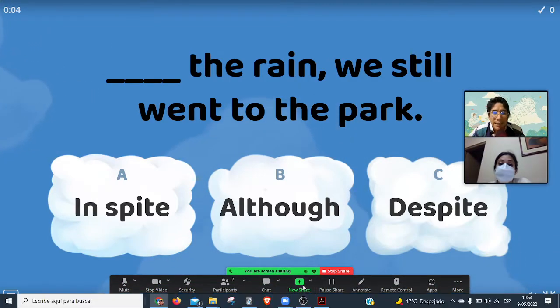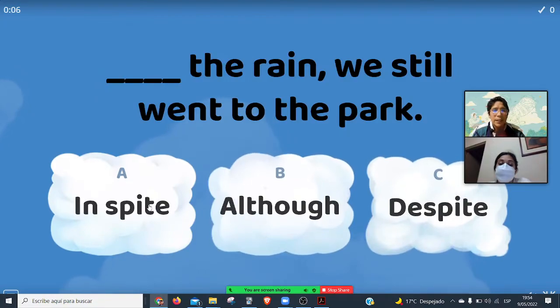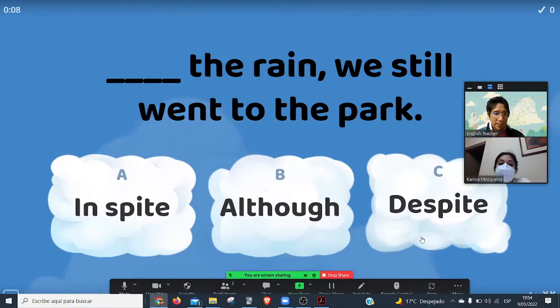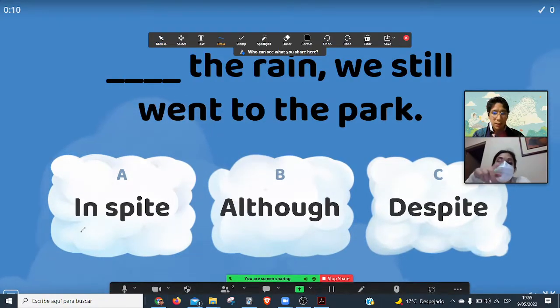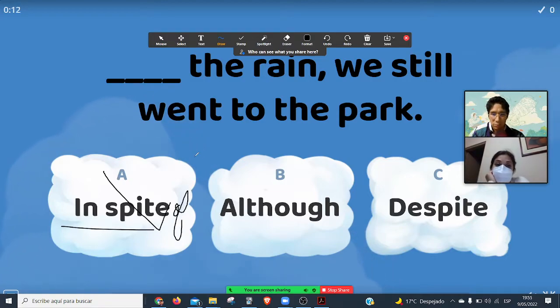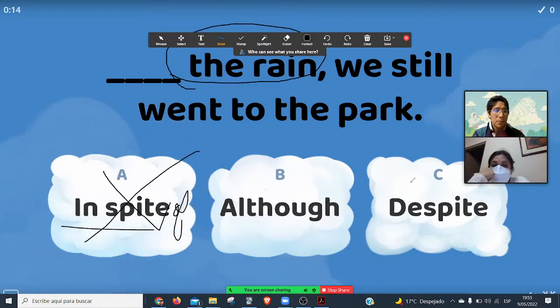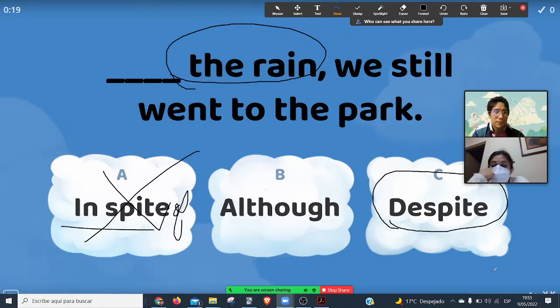A ver, analicemos. In spite. ¿Podrá ser un in spite, Karina? No, porque tiene que ser off. Perfecto. Para que sea now. Mira, tengo now. ¿Podrá ser despite? Sí puede ser. ¿Podrá ser although?